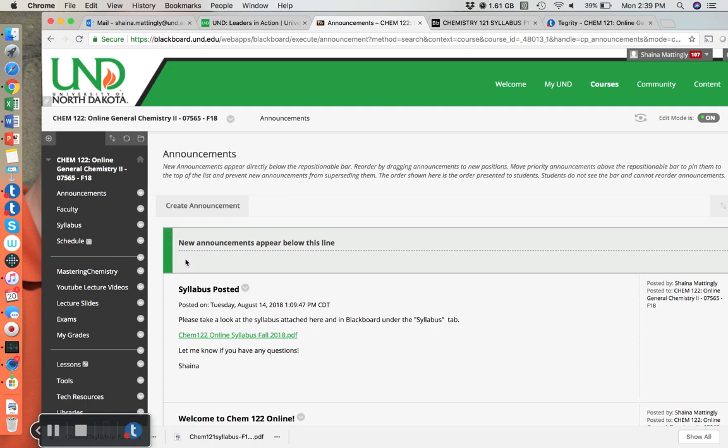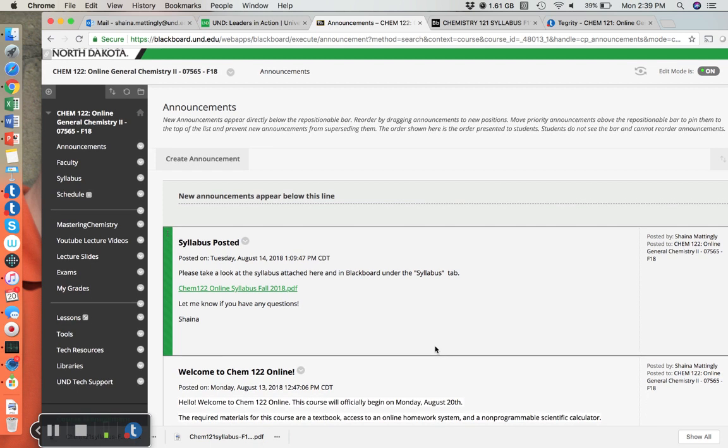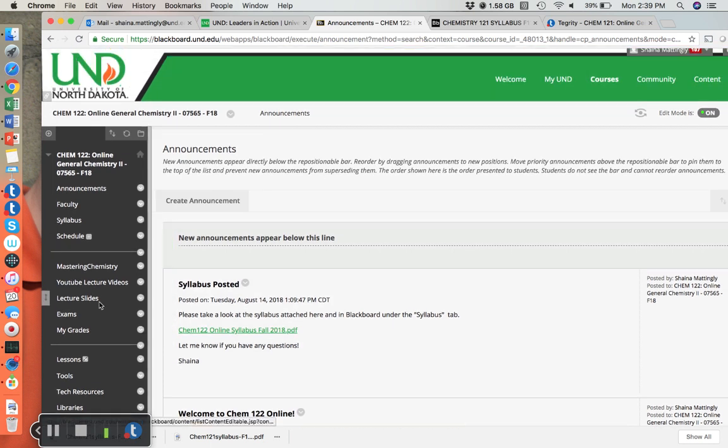Alright, so when we get to Blackboard, the default page is the announcements page, and you can scroll through any previous announcements I've sent. These will also go to your email account that you've set up with UND. You can find the syllabus under the Syllabus tab to the left in Blackboard. There's other tabs such as the Mastering Chemistry tab, the lecture videos and lecture slides tab, as well as the exams tab. So let me just show you a couple things quick here.